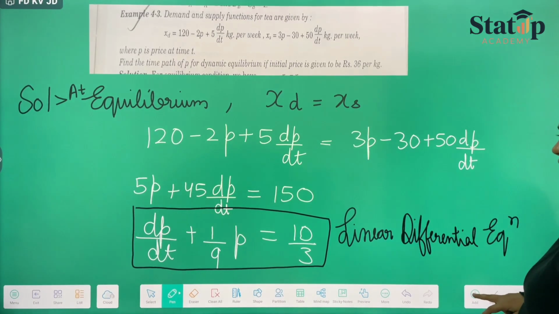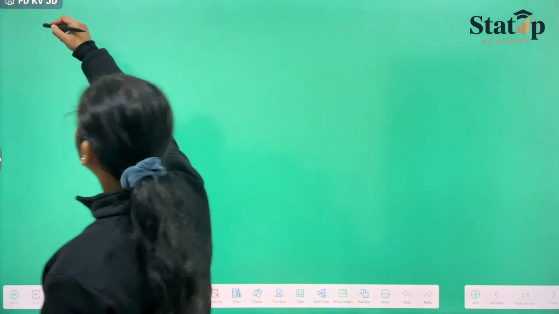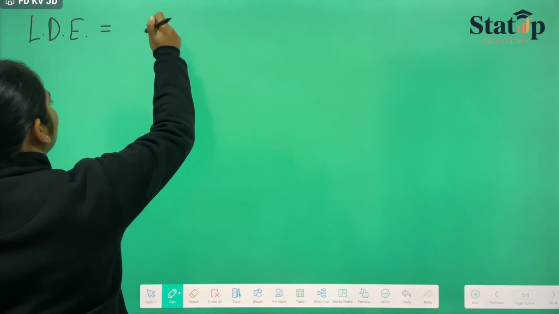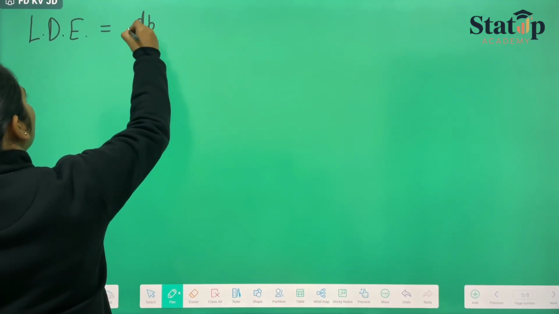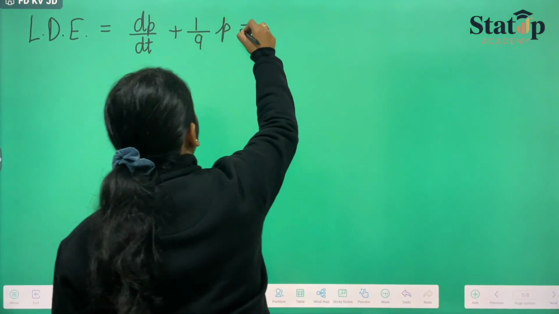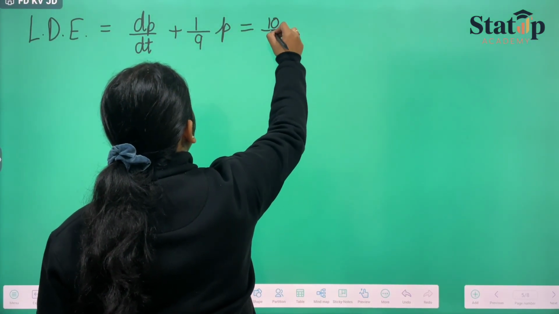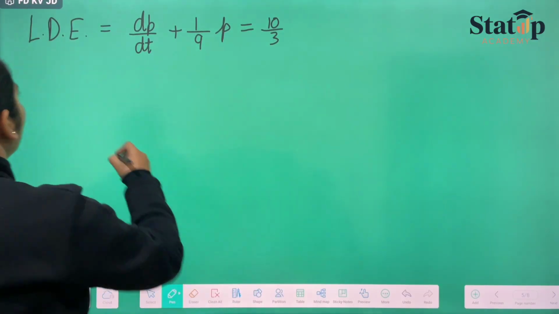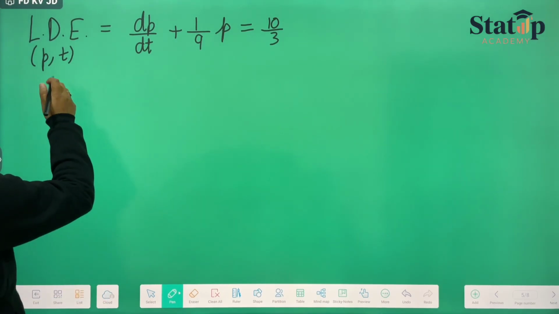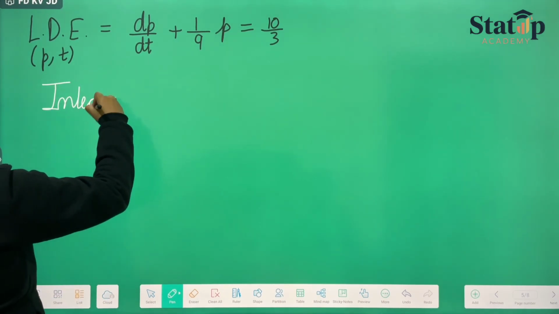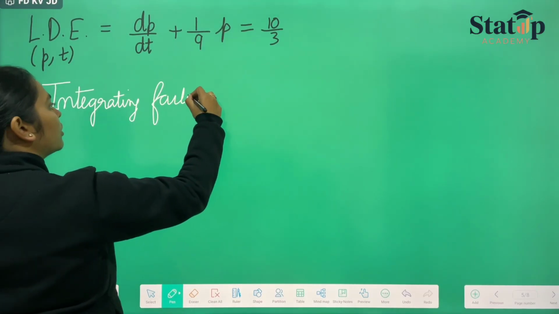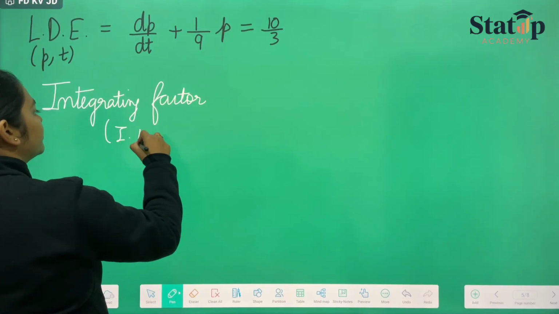And how do we solve the linear differential equation? The linear differential equation, I am writing it as LDE, is given as dp by dt plus 1 upon 9 p equals to 10 upon 3. This is the linear differential equation in P and T. So first of all, we have to find the integrating factor, which is also represented as IF.